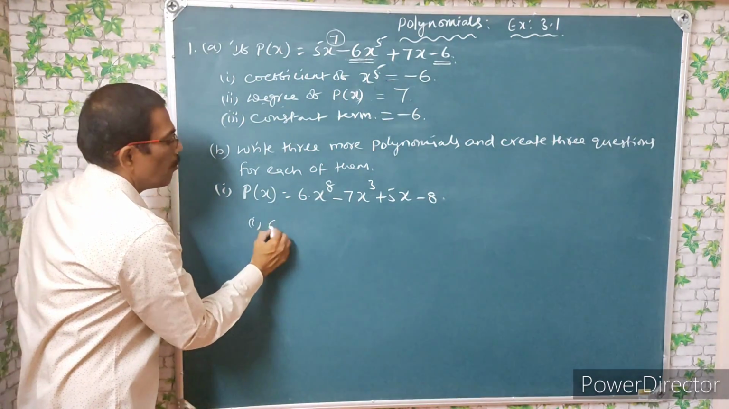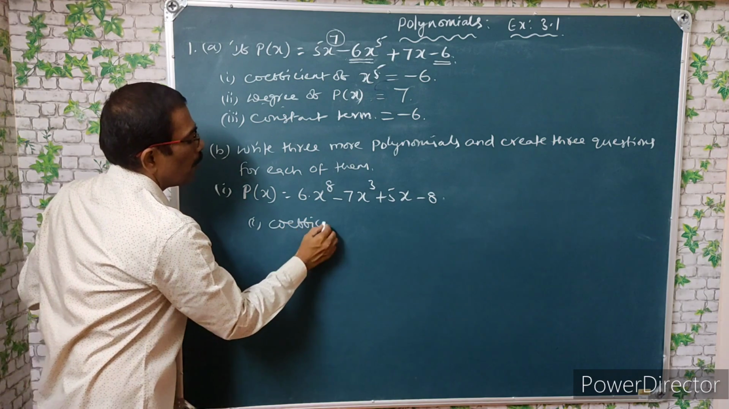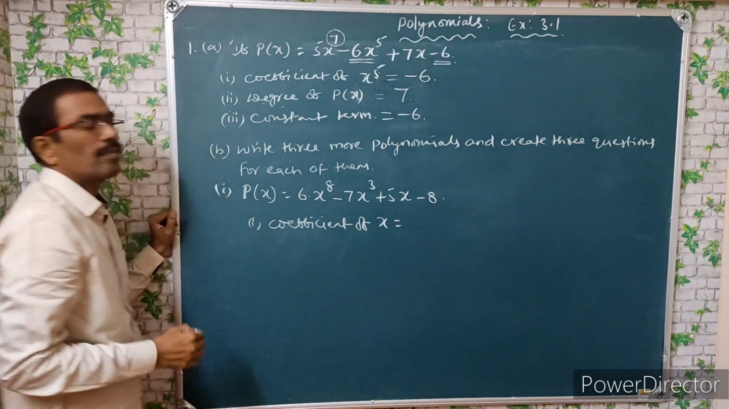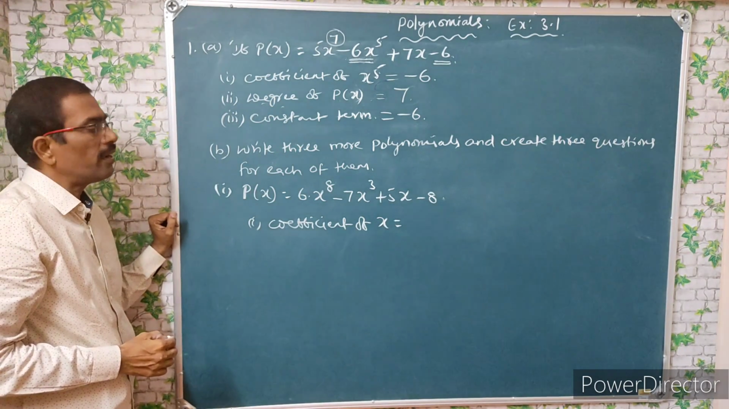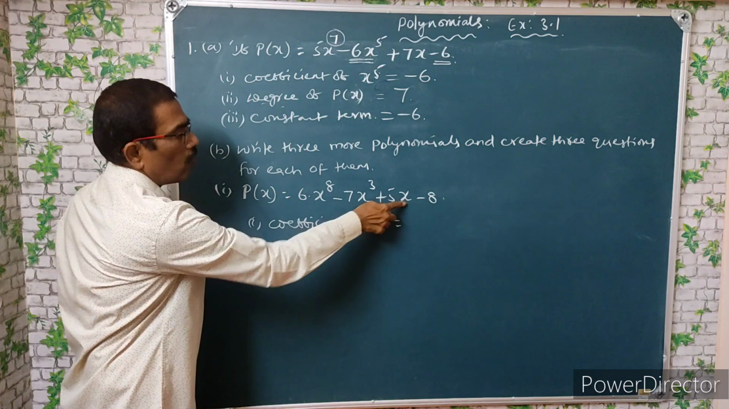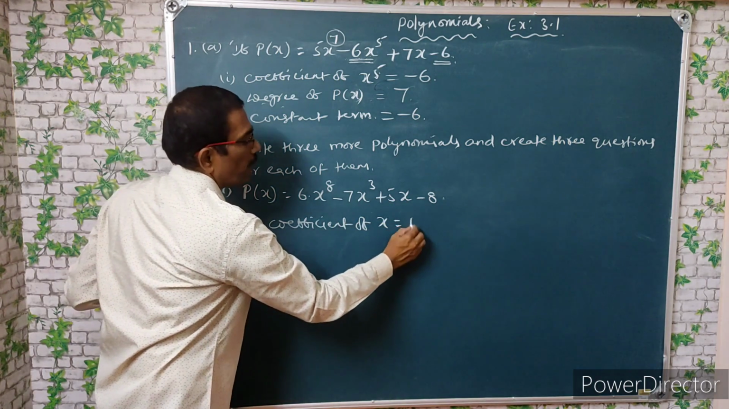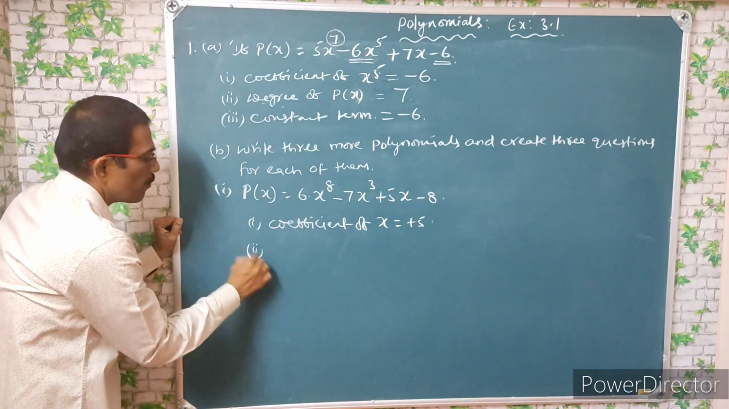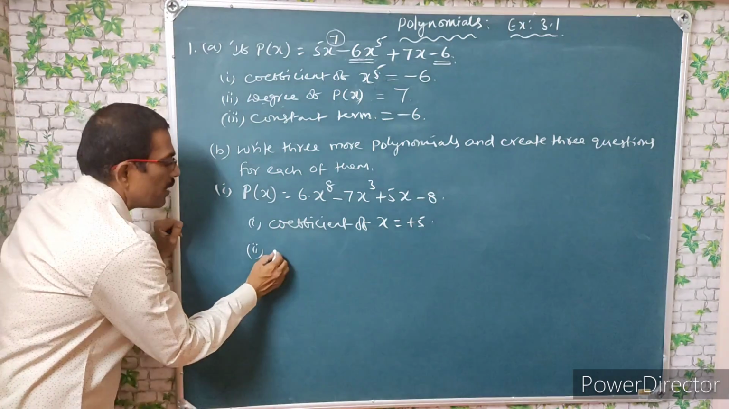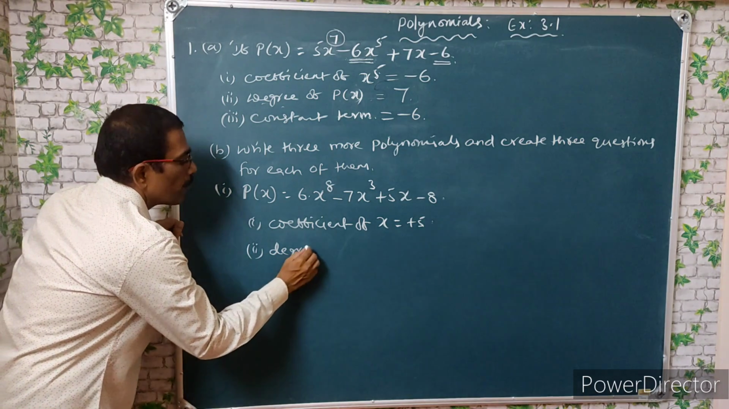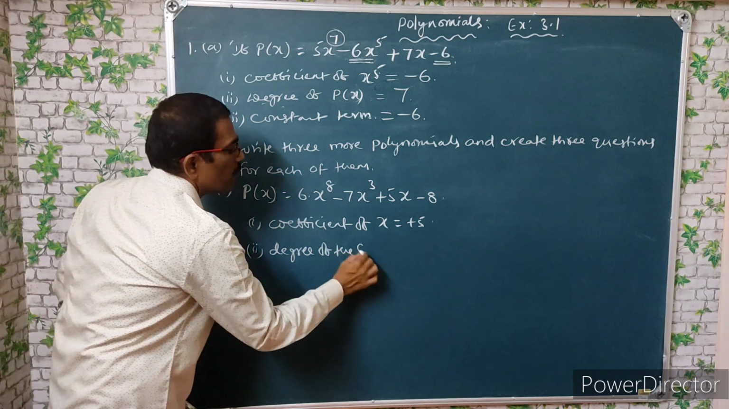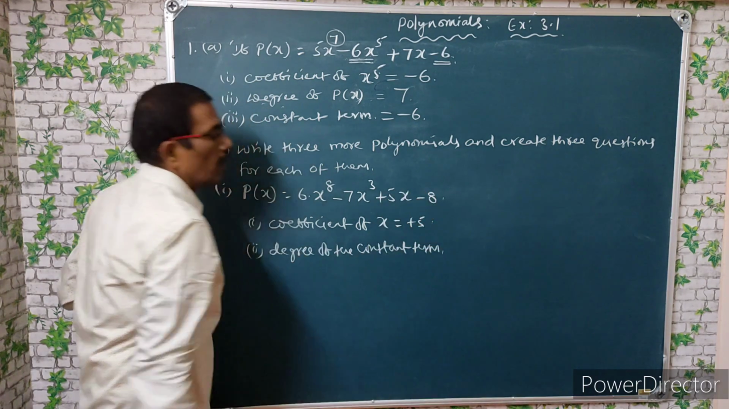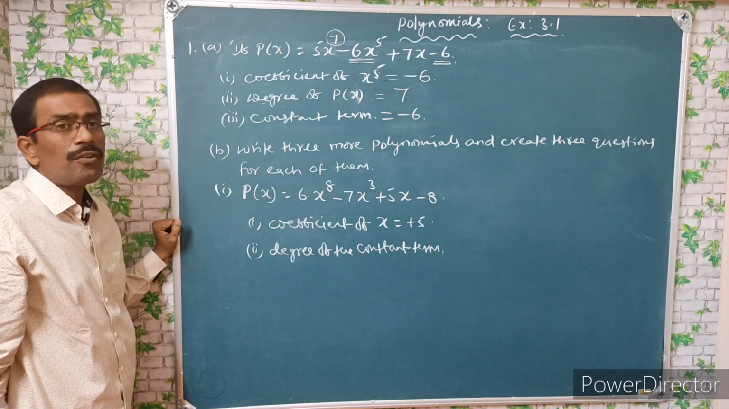Okay. Now I create some questions basing on this polynomial. First one, what is the coefficient of x? See here, the coefficient of x is plus 5. Okay. Second question, what is the degree of the constant term?